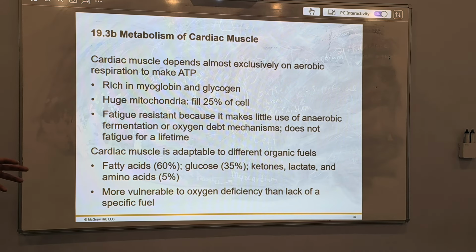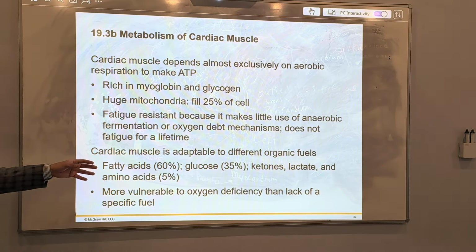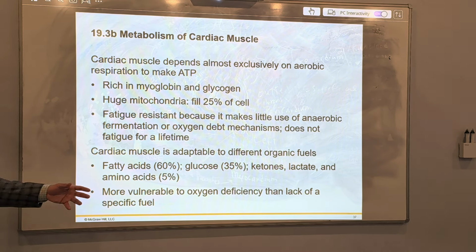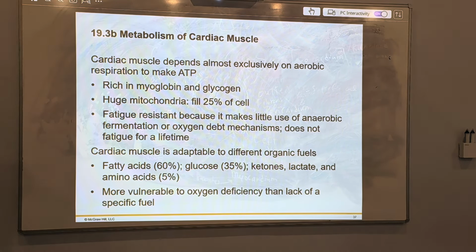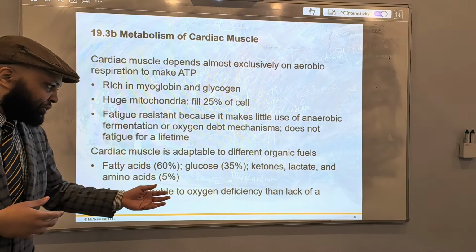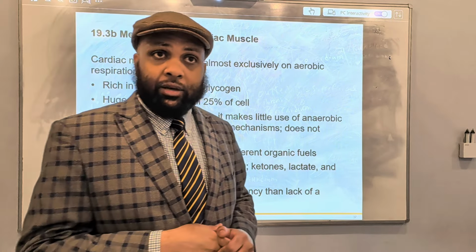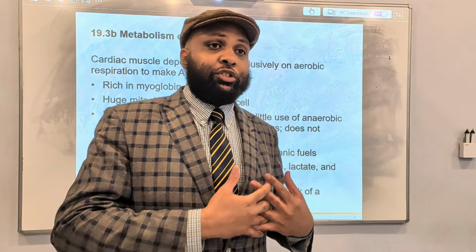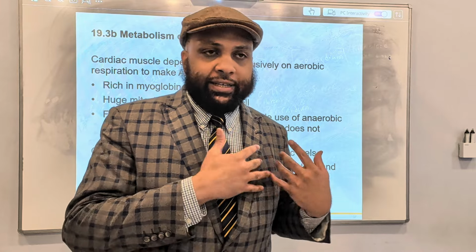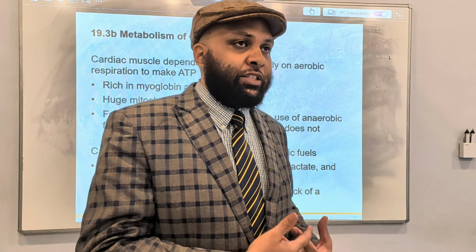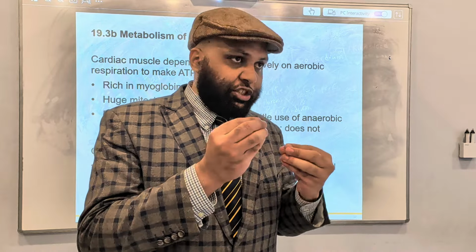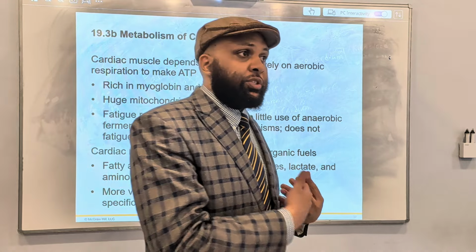And the cardiac muscle uses different types of fuel. It relies mainly on glucose, but fatty acids make up 50%. Remember that yellowish layer on the surface of the heart? It's more vulnerable to oxygen deficiency than a lack of specific fuel. That's why you have a heart attack, because oxygen cannot get to the tissue. It's not because not enough food is getting to the tissue. It's because oxygen is not getting to the tissue, and the tissue is dying.